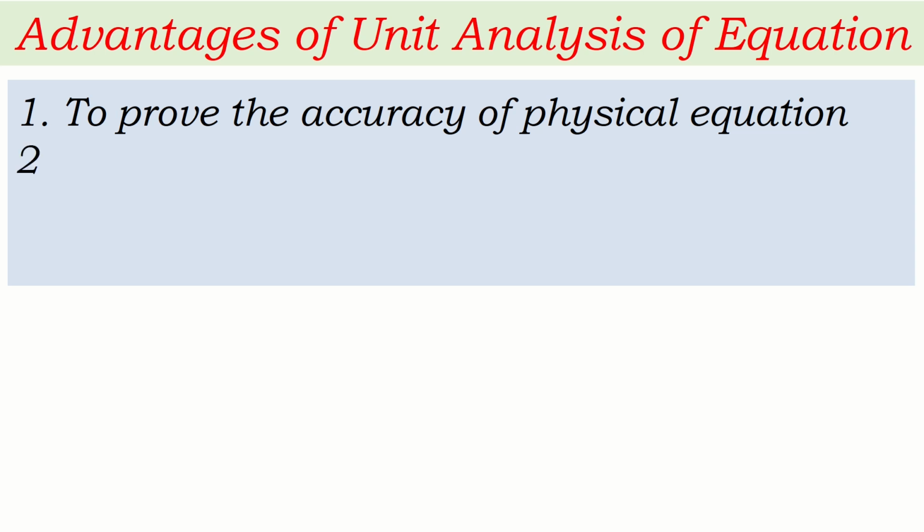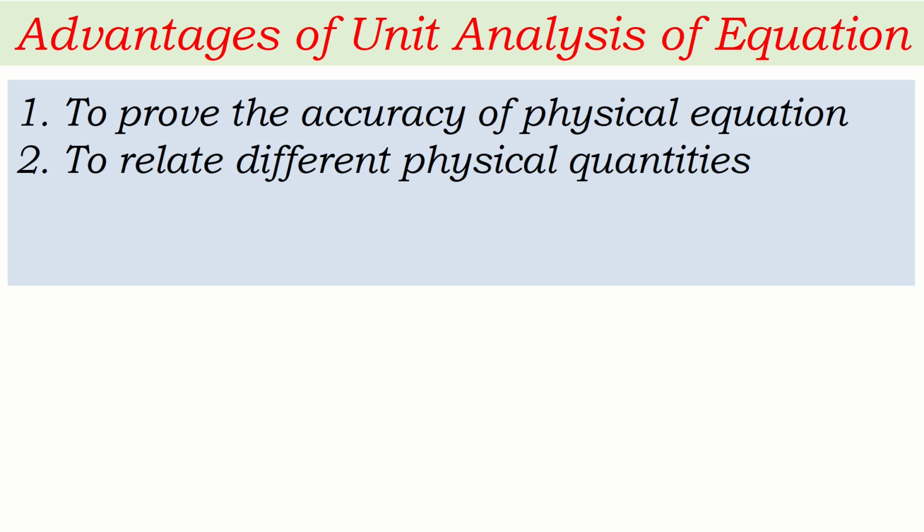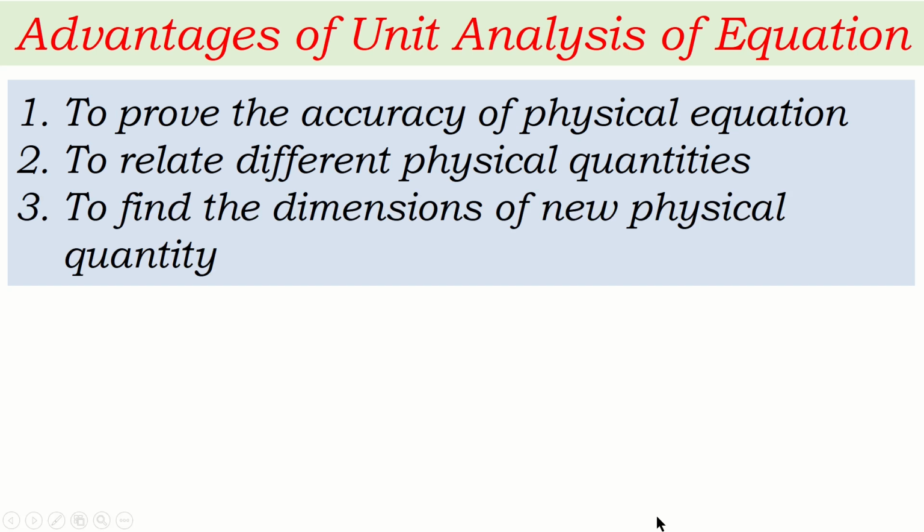Now next, to relate different physical quantities. We are relating different physical quantities. Power is related to work and work is related to force also. This we are doing in the process. Now third, to find the dimensions of new physical quantity. I want to give an example. Fundamental units of gravitational constant. Gravitational constant is a new physical quantity. The equation given by Newton's law of gravitation. Okay, fundamental units of gravitational constant, we have to find the units involved in this gravitational constant.